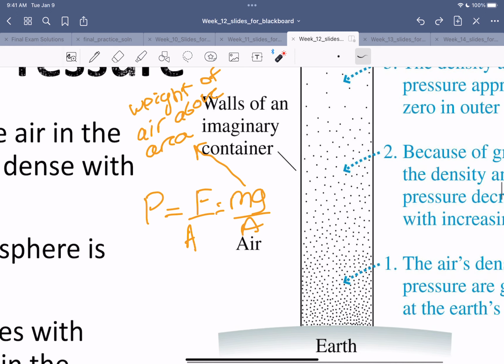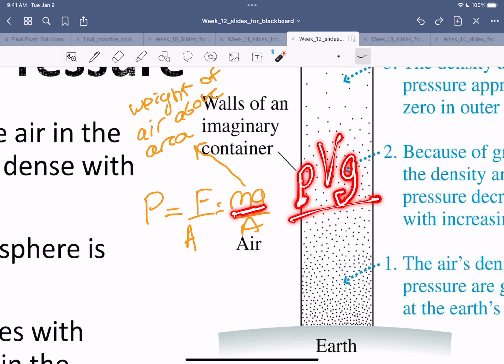If we're looking at what pressure is, remember pressure is force divided by area. Let's say that force is the force of gravity, so that's the weight of the air, mg. Remember we can write mg as density times volume times gravity. If the density of the air decreases as we go up into space, we know that mg is equal to rho vg over A. If the density decreases, what does that mean for our pressure?